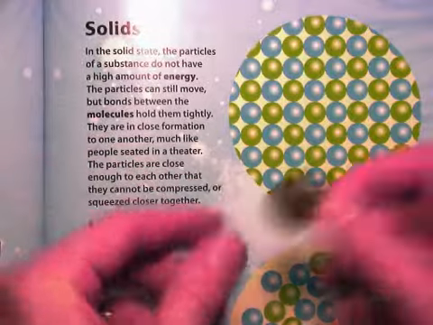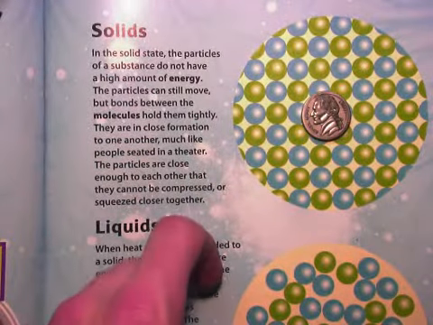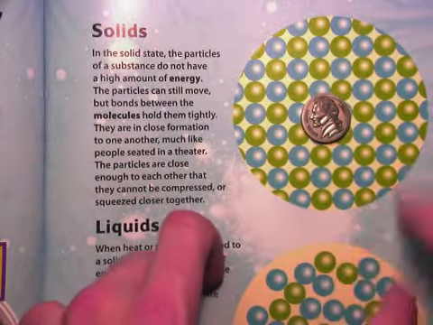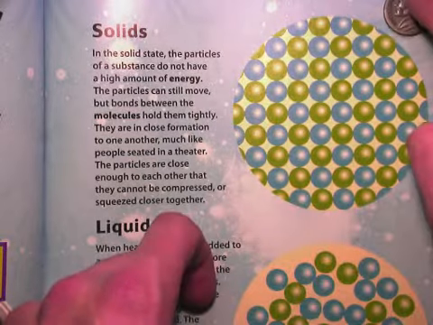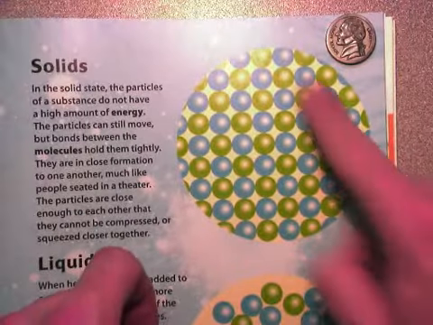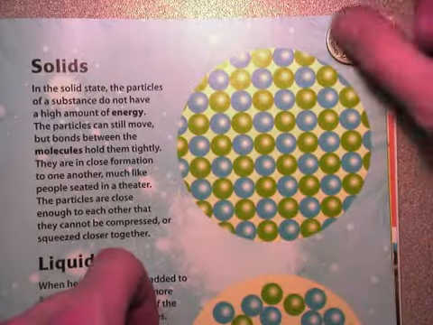For instance, if I showed you a nickel, now this is a plastic nickel, but it gets its hardness because if we zoomed in on the nickel, this is what we would see. So if we zoom in on the nickel, this is what the molecules look like. They're tightly compact together.